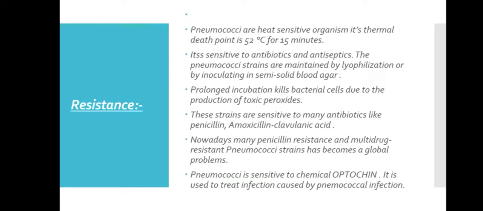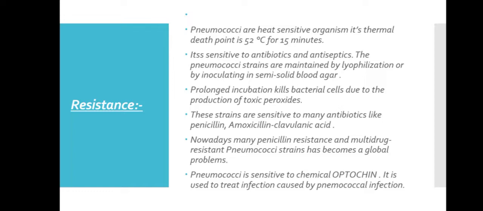Looking towards its resistance, pneumococci are heat sensitive organisms. Its thermal death point is 52 degrees Celsius for 15 minutes. It is sensitive to antibiotics and antiseptics also. The pneumococci strains are maintained by lyophilization or by inoculation in semi-solid blood agar. Prolonged incubation kills bacterial cells due to production of hydrogen peroxide. This toxin is responsible for killing the bacteria and causing the death.